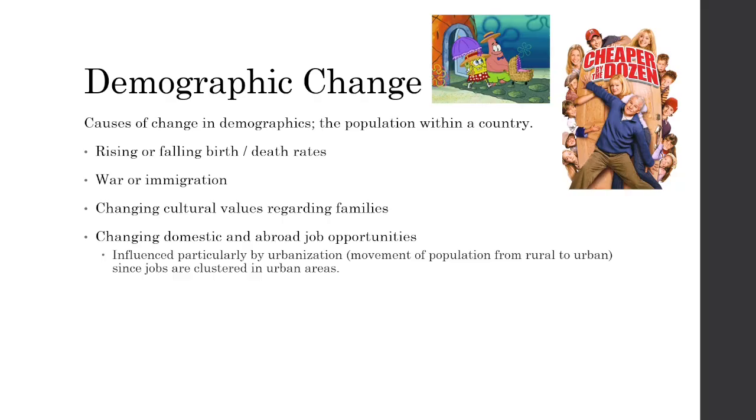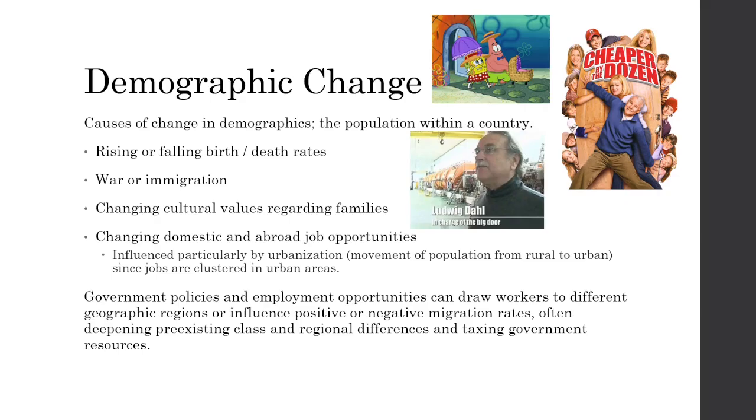And particularly when people are living in urban areas where cost of living and crime rates are higher, they're going to have less children. Government policies and employment opportunities can draw workers to different geographic regions within the countries, which can influence positive or negative migration rates. Population growth will vary within the country. Economic development will vary within the country.